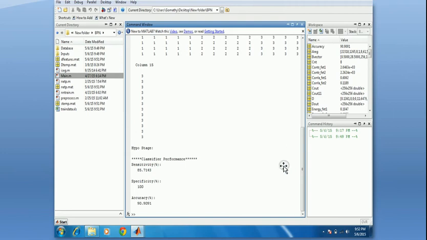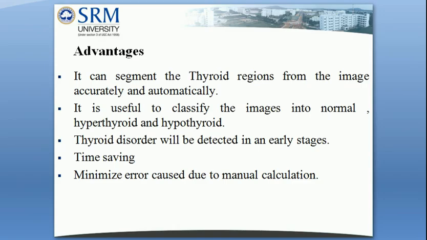The specificity is about 85%, the sensitivity is about 85%, the specificity is about 100 and the accuracy is 90%. This shows that this system is efficient.